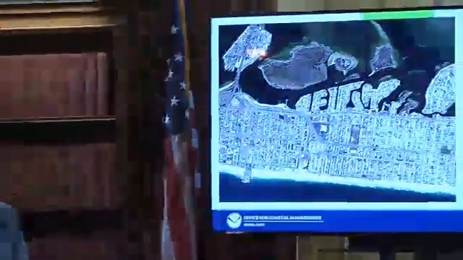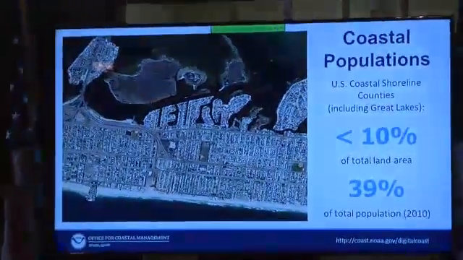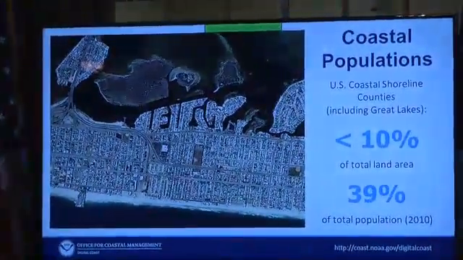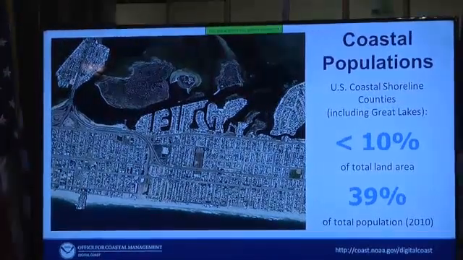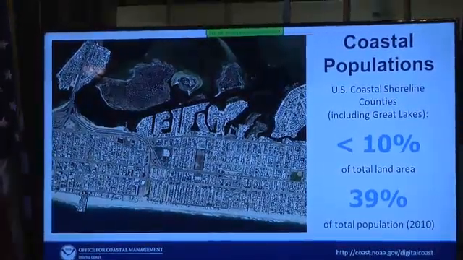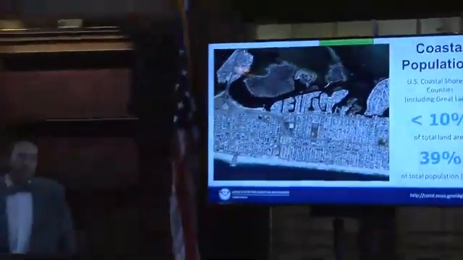But first, I want to take a moment, really set the stage and talk about our coastal areas, our coastal regions, starting with the populations. If we look just at those counties along the coast, our coastal shoreline counties, including those along the Great Lakes, we see here that it's less than 10% of our nation's land area, yet there's a sizable amount of our population here, about 39%. This is as of 2010. These areas are very populated. They're very dense in their population. They're growing very rapidly.